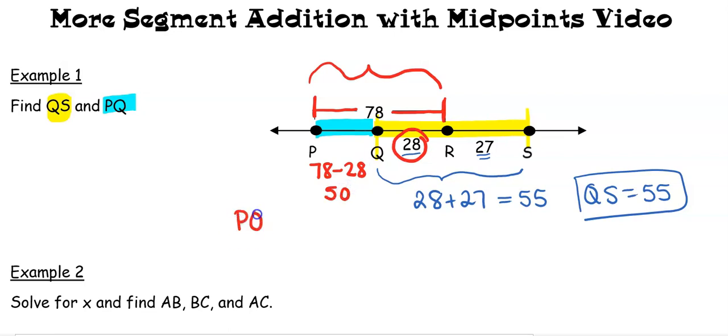So always think back: am I putting pieces together, which means I would add, or am I finding a missing piece that's going to be smaller? If it's going to be smaller, then I'm going to subtract.